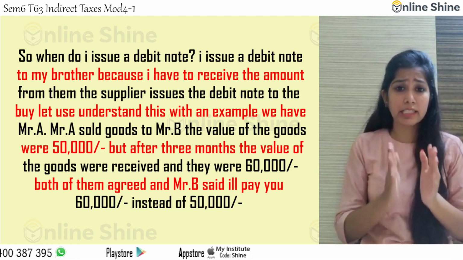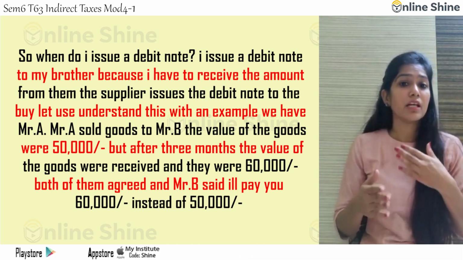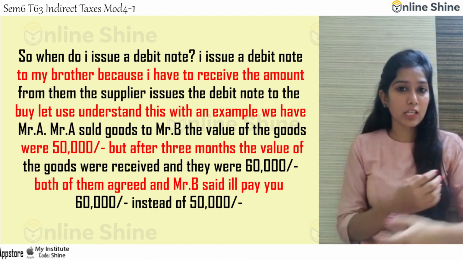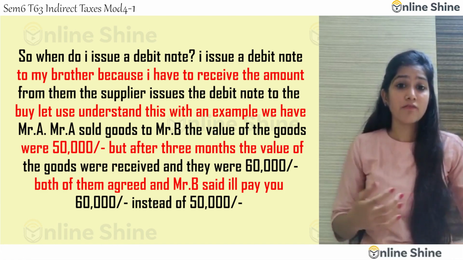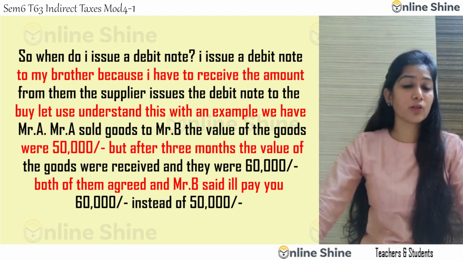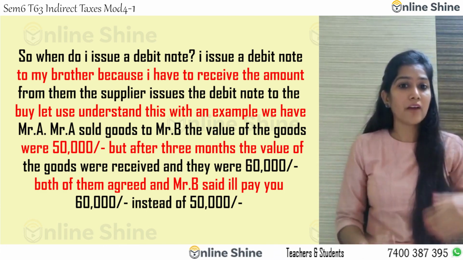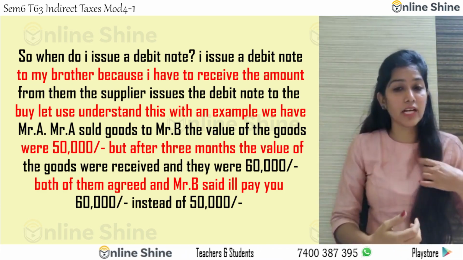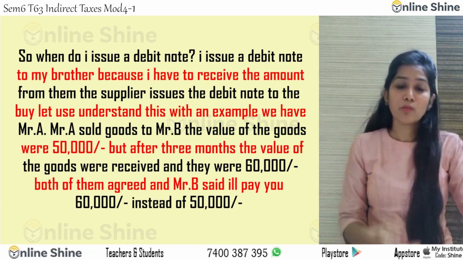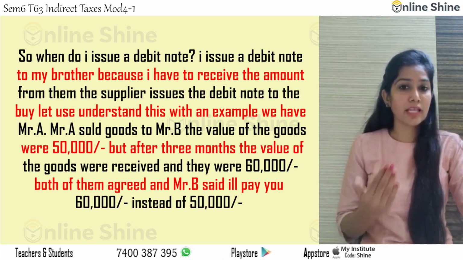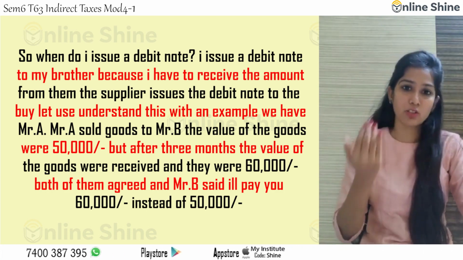Let us understand the same with the help of an example. We have Mr. A. Mr. A sold goods to Mr. B. When Mr. A sold the goods, the value of the goods was 50,000. But after 3 months, the value of the goods was revised and became 60,000 rupees. Both of them agreed to the same, and B said, I will be paying you 60,000 instead of 50,000.